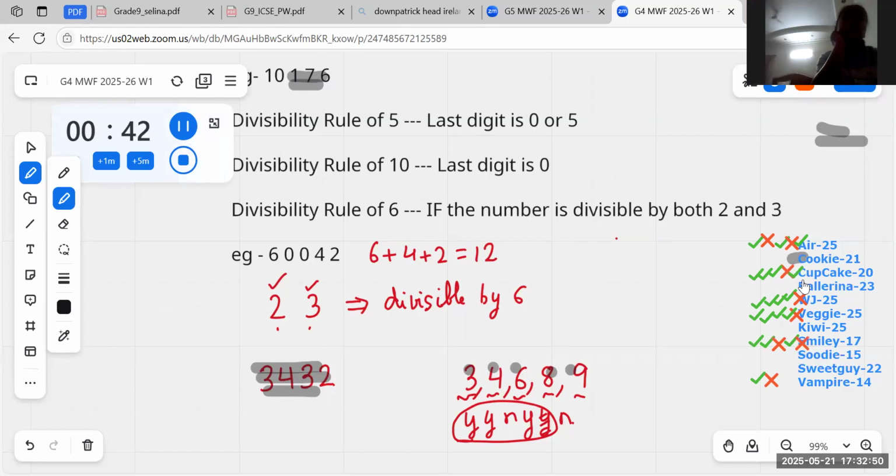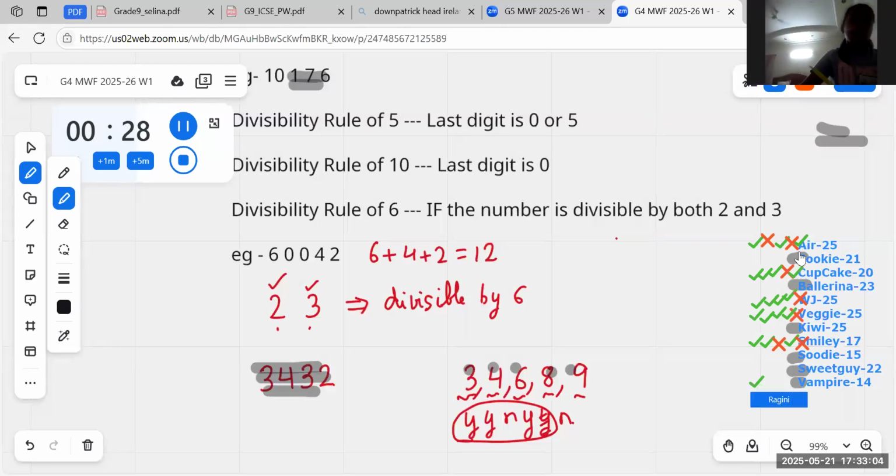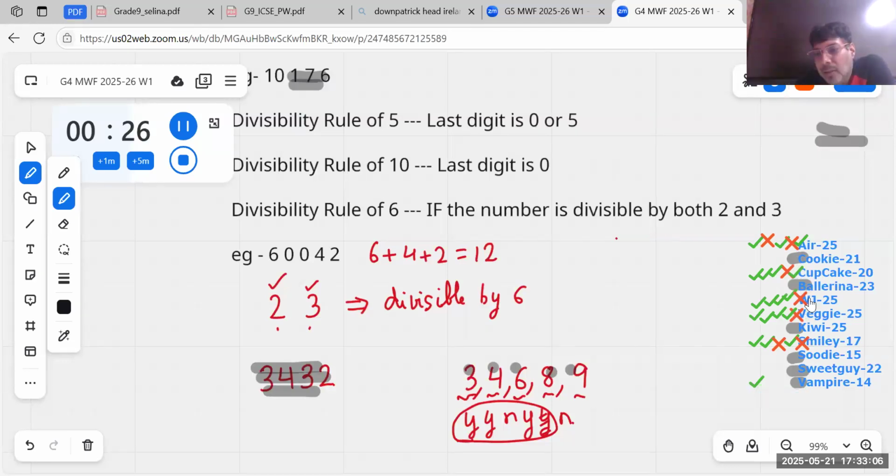Sir, I have corrected and sent to Ragini ma'am again. No beta, no, don't correct. There can be no correction in a yes or no. Sir, because I made a typing mistake by accident. Whatever happened, you have to wait. Okay sir. So cookie, ballerina, Sudhi, sweet guy, vampire.